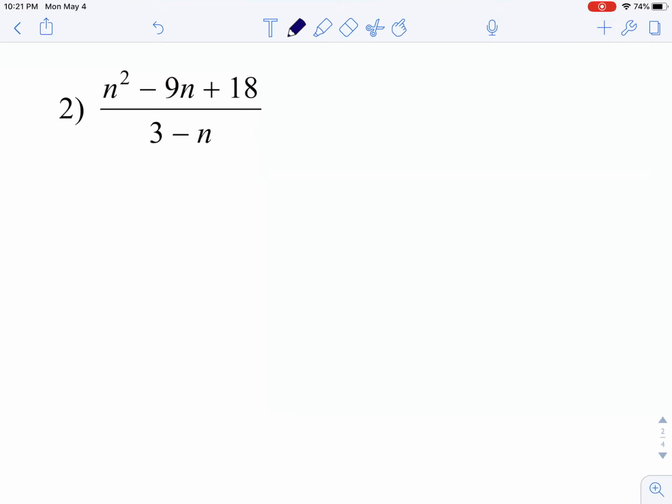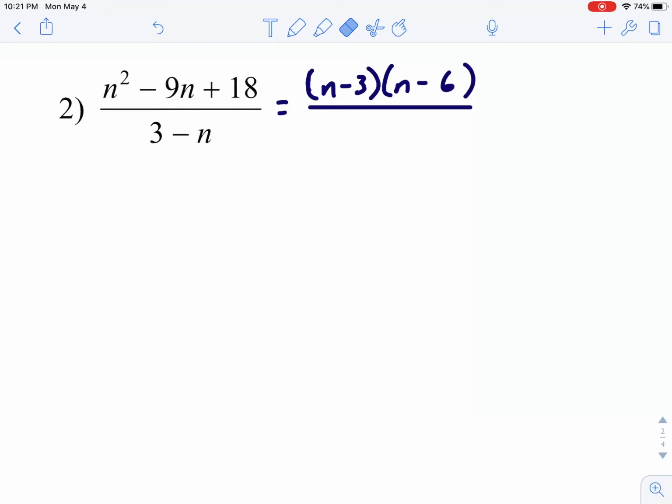All right, so we start with number 2. I need to factor and cancel. The numerator is a trinomial, so I'm going to do trinomial factoring. So n, and then I need 2 numbers that'll multiply to 18 and add up to -9, and I think 3 and 6 do the trick. In fact, if I make them both minus, -3 and -6, they multiply to +18, they add up to -9. The denominator can't be factored per se. It's 3 minus n. There's nothing to pull out. It's definitely not a trinomial, so you can't do that thing to it.